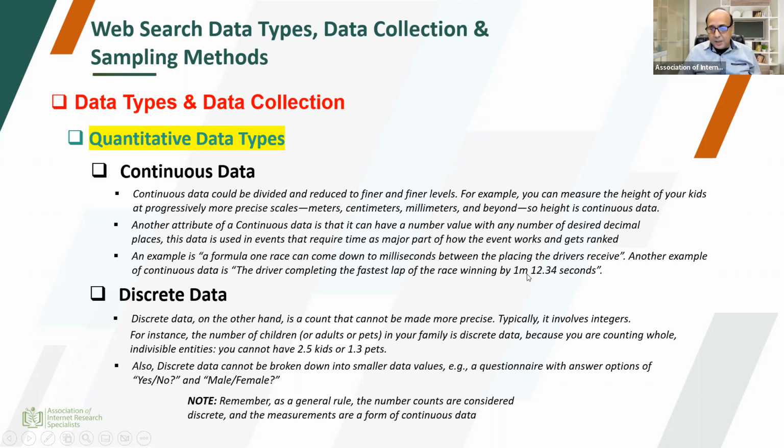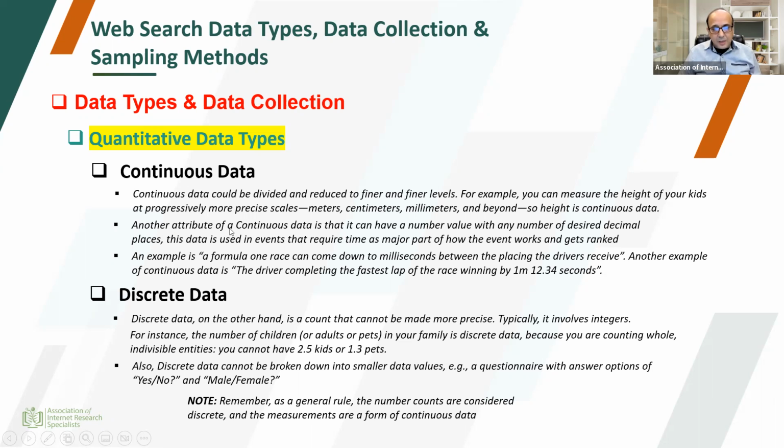So basically, it has two values, but at the same time, most important is that it is a continuation of something which requires precision to the nth value or the fractional value. So 1 meter in 12.34 seconds. This is what we call continuous data.